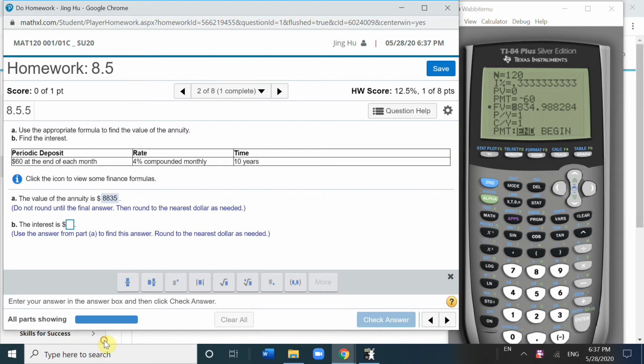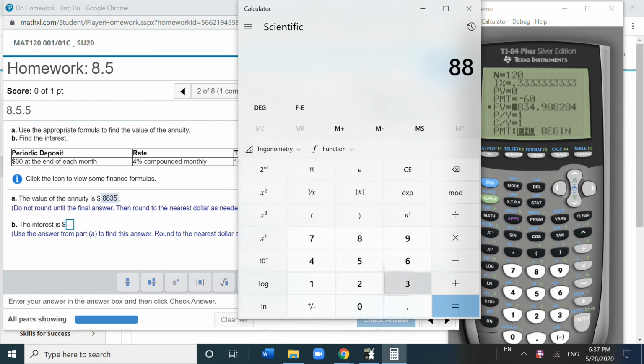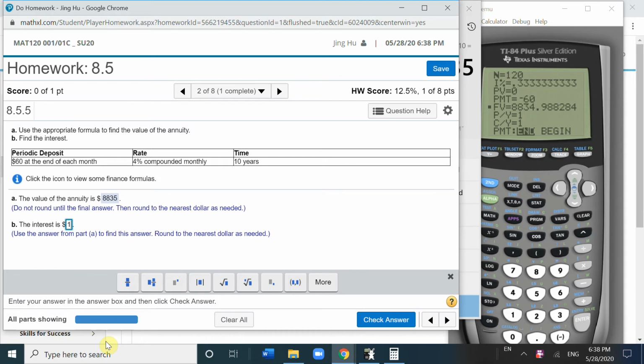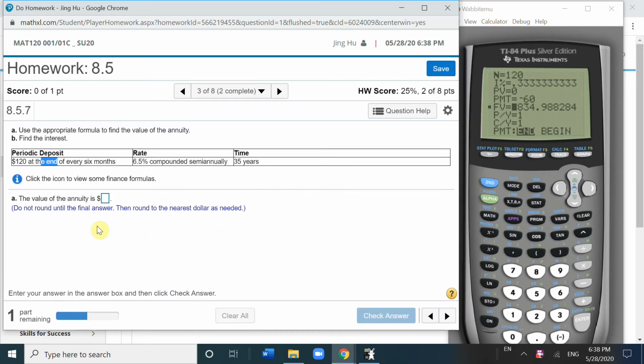And the next one, so 8835 minus $60 every month times 12, that's for a year, then times 10 years. So it's 1635. So the next one, the end of every 6 months.